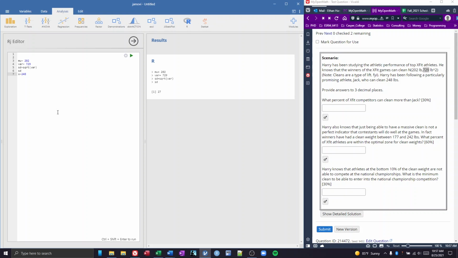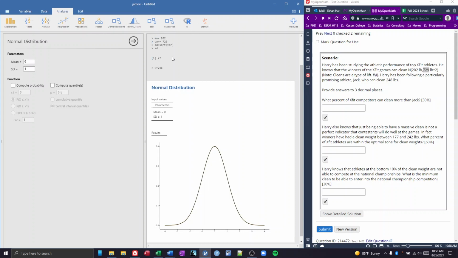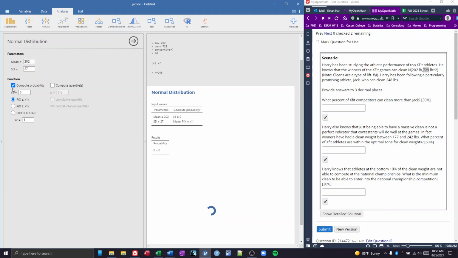It's handy to just keep this information organized so that we can see it very quickly. Okay, so now we're going to try to figure out what percent of CrossFit competitors can clean more than Jack. So let's go to Distrib, and this is going to let us use the normal distribution, and we're allowed to use the normal distribution because it says N. That represents that this distribution is in fact normal. Let's click on it, and now it's going to ask us for what the mean is. The reason we did all of this up here is so that we had it quickly at our access. We know that the mean is 202, and we know that the standard deviation is 27. And then we just need to compute our probability.